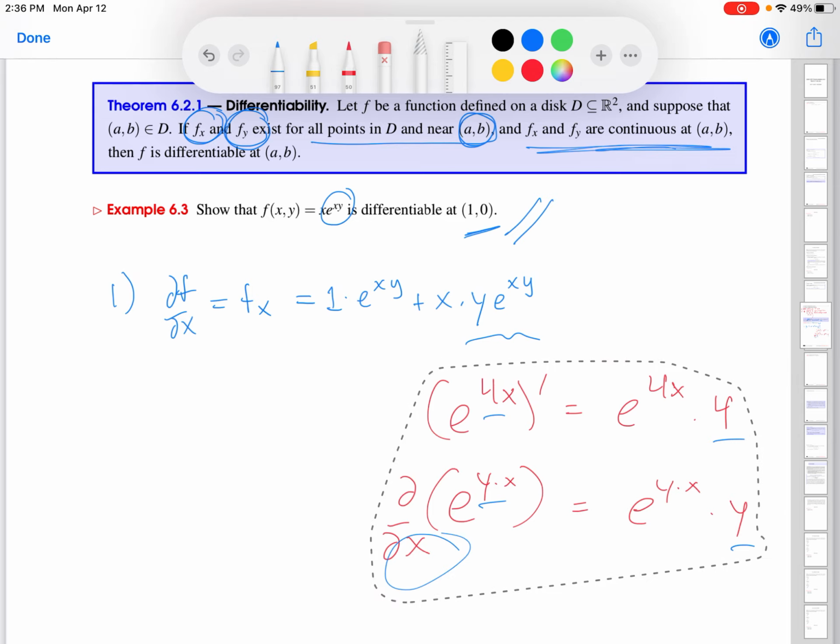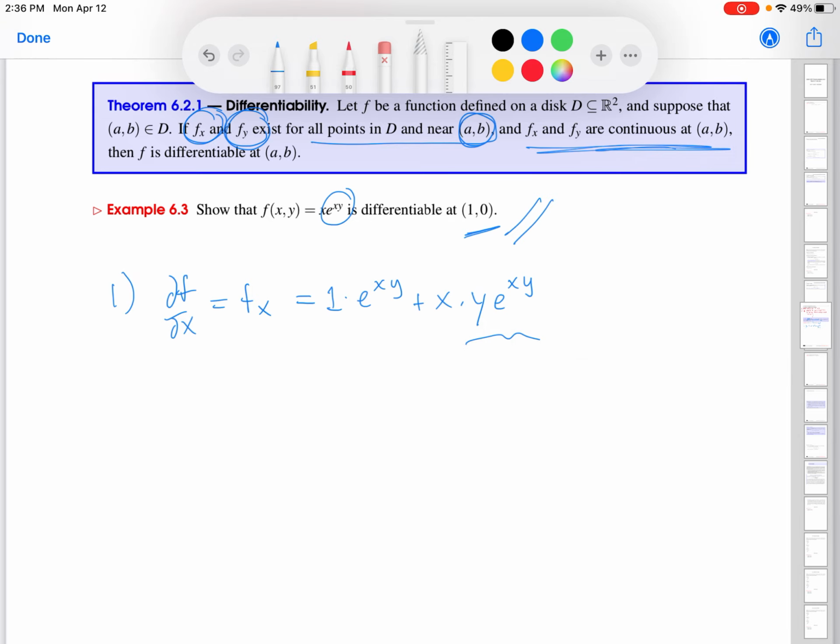All right, so I have calculated fx, and I'm just going to simplify it a little bit so we can look at it a little easier. So that's what I get. And then I'm going to go off and calculate f sub y, partial derivative with respect to y, and then we'll talk about the hypotheses of the theorem, see if they're satisfied.